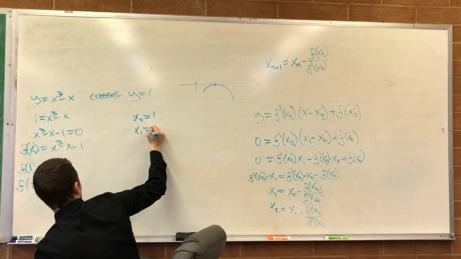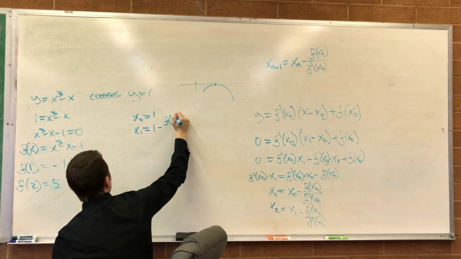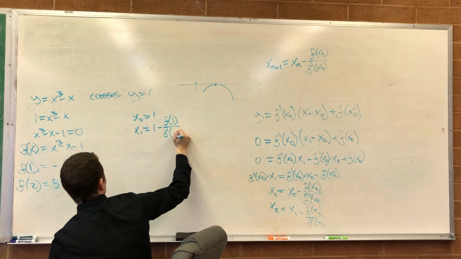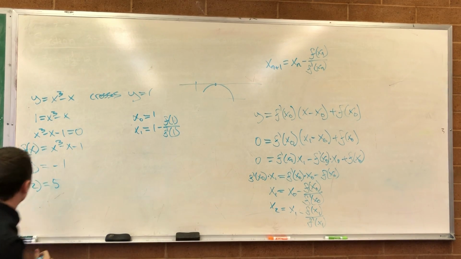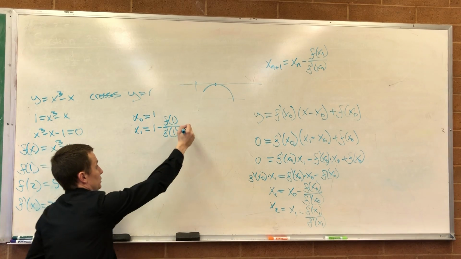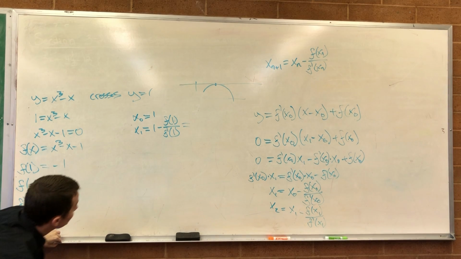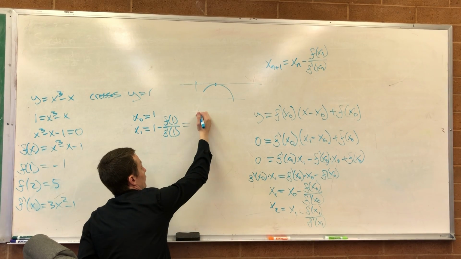Okay, so x1 now is equal to x naught minus f of x naught all over f prime of x naught. So we need to figure out f prime real quick. f prime of x is equal to 3x squared minus 1, right? So this whole thing is equal to f of 1 is negative 1, f prime of 1 is 2.